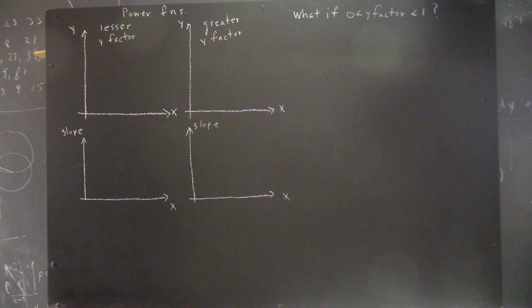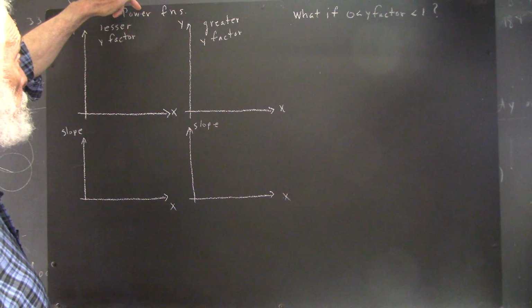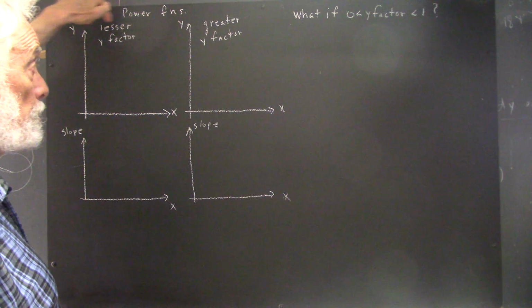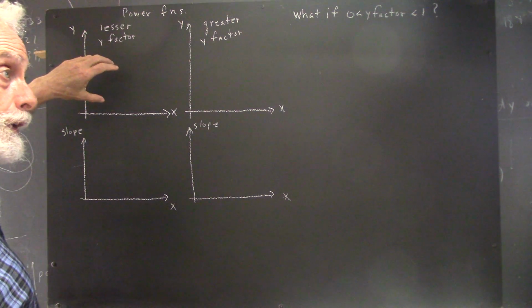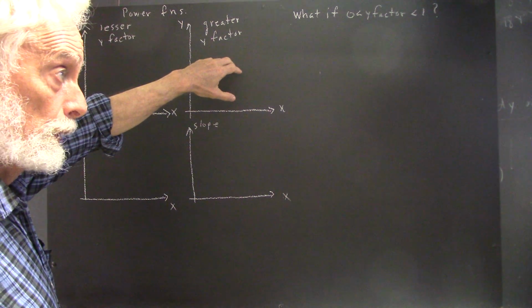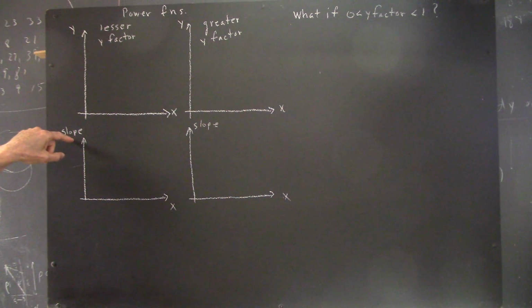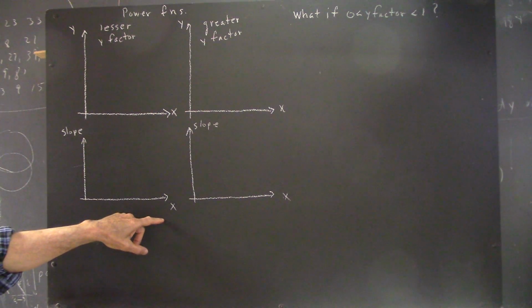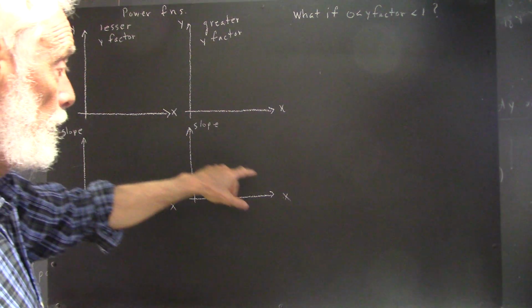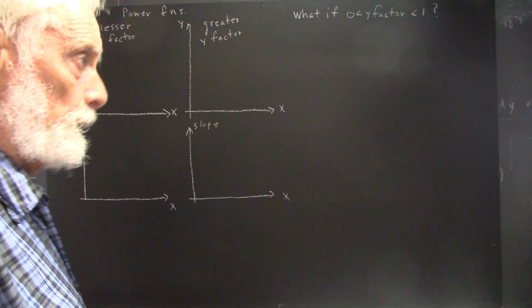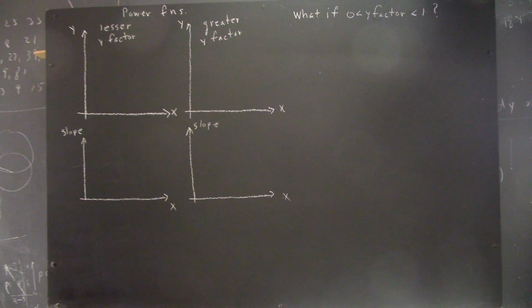Now we've worked this out for some numbers, at least on an estimated graph, making it very plausible that the graphs behave in the way I'm going to indicate here. So again, we have power functions, and we have a lesser y factor. I'm going to sketch a power function with a lesser y factor here, then a greater y factor. And then I'm going to sketch a graph of the slope of the tangent line versus x for this graph, slope of the tangent line versus x for this graph. I'm not going to put any numbers on it, I'm just going to do an indication.